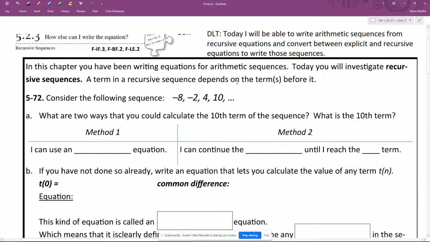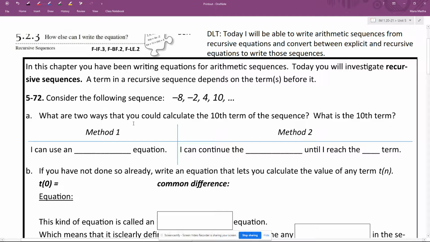So, in this chapter, you've been writing equations for arithmetic sequences. Today, you will investigate recursive sequences. A term in a recursive sequence depends on the terms before it. So consider the following sequence: -8, -2, 4, and 10.